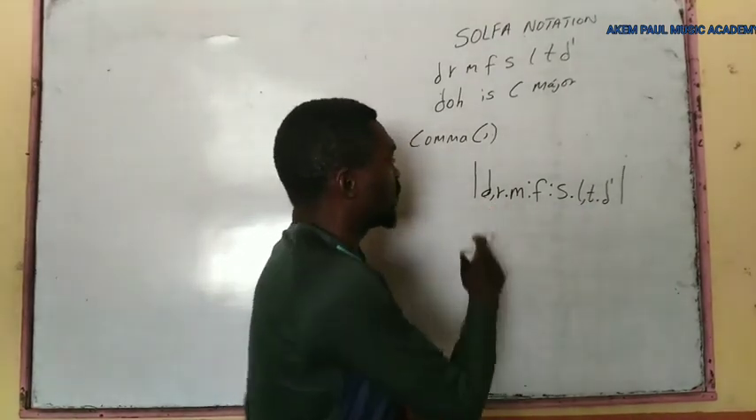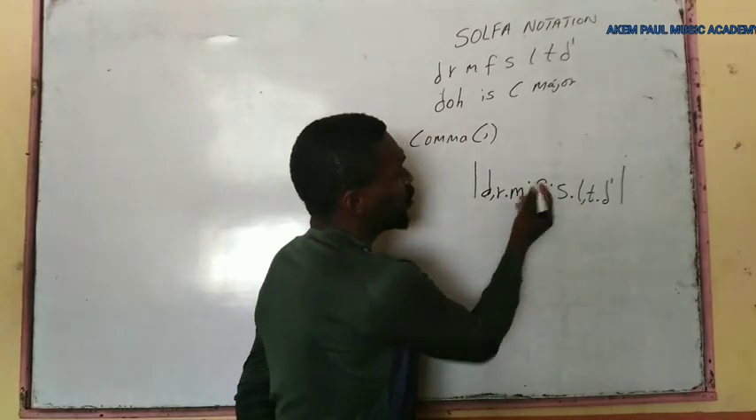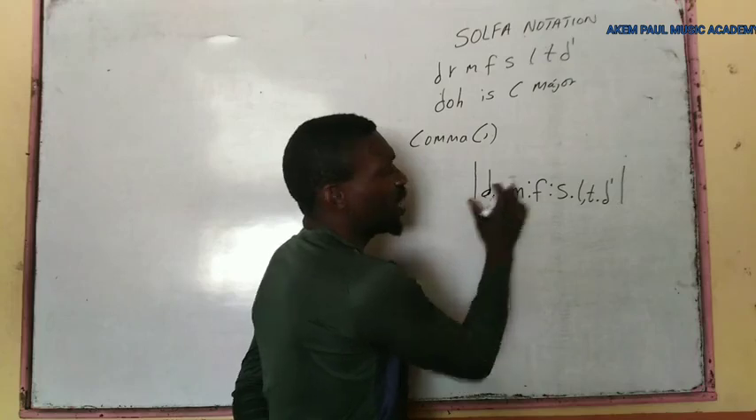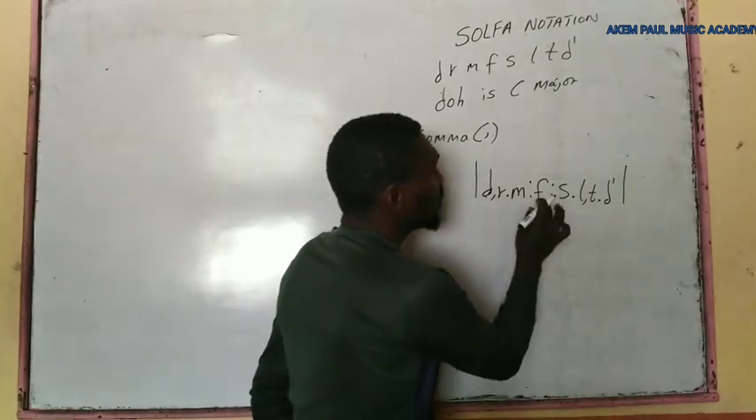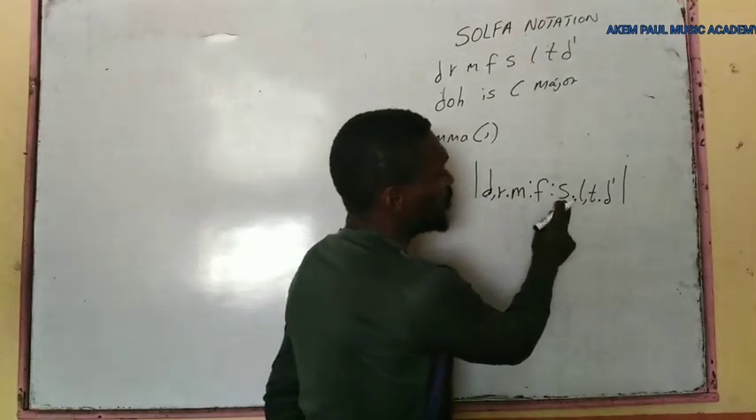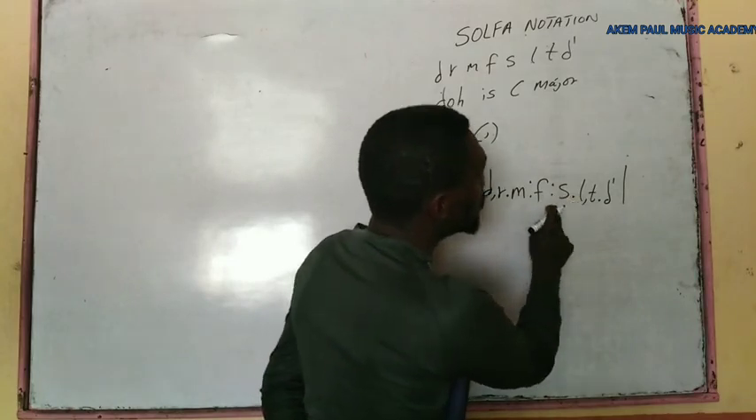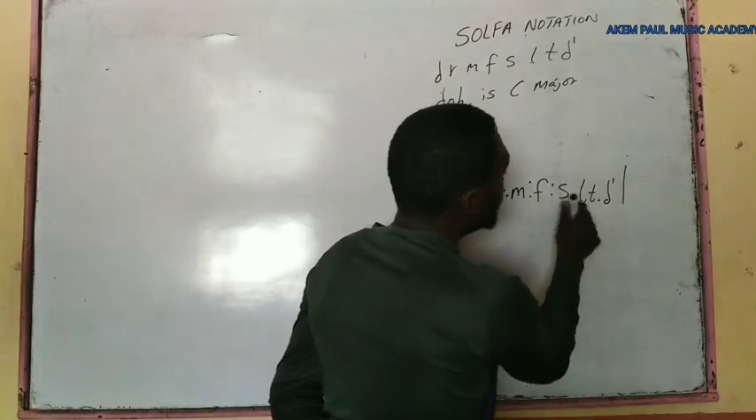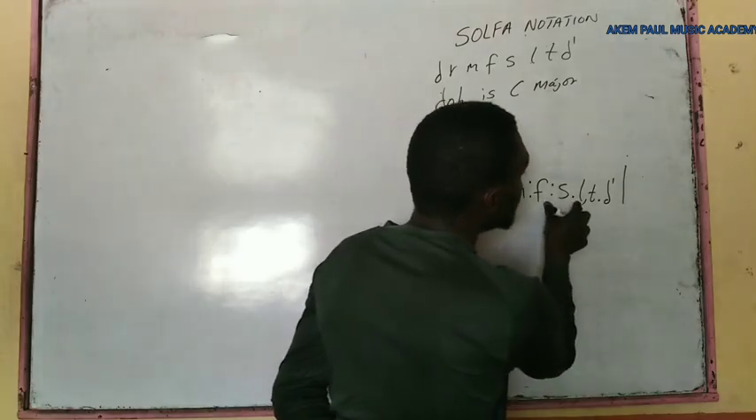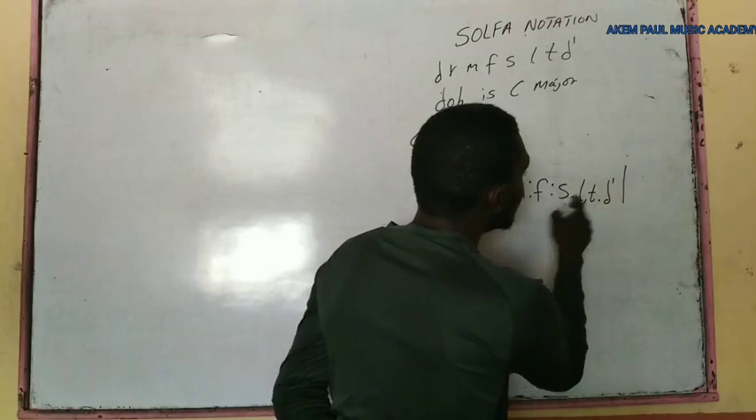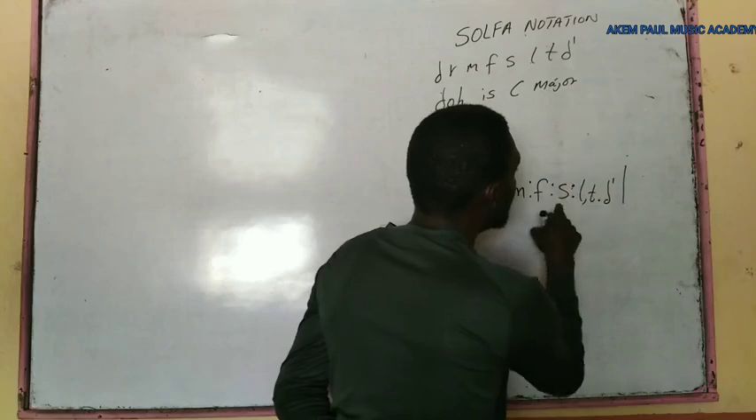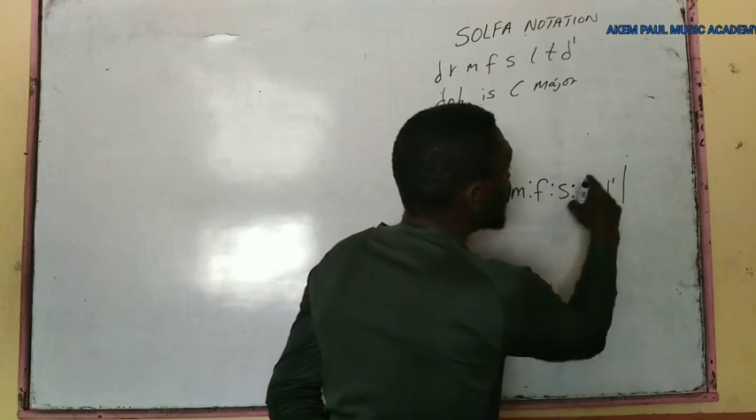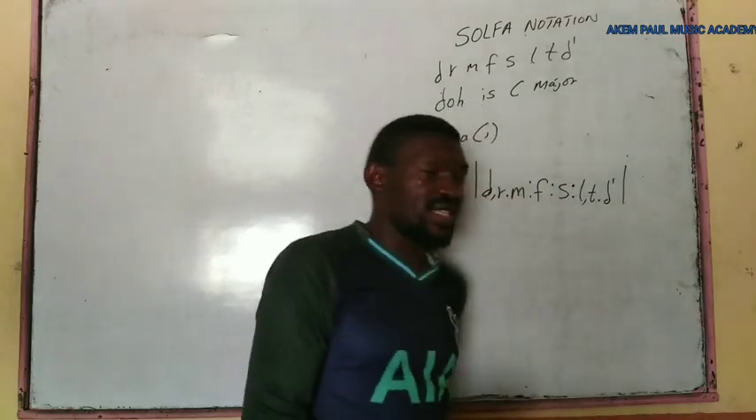Now watch this. Remember we said the colon. So the whole of this note here is one beat. This is one beat. This is one beat. This is one beat. This is the second beat. And then this here is another beat. This here is another beat. Then the whole of this is another beat.